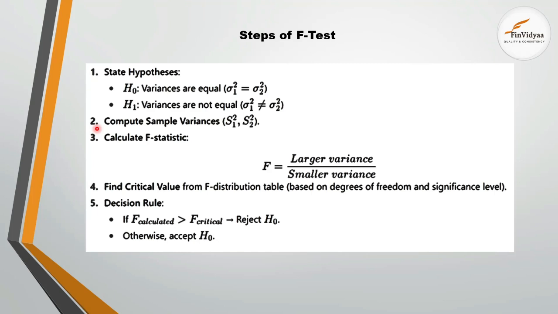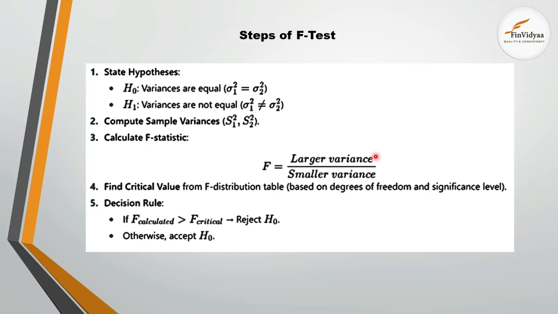The third step is calculation of the F statistic. The formula is F equals the larger variance in the numerator and the smaller variance in the denominator. The fourth step is to find the critical value from the F distribution table based on the degrees of freedom and significance level. When you see the different F distribution tables, you will have certain degrees of freedom and significance levels. The most famous one is the 5% significance level. Also we have 0.1, 1 and so on.